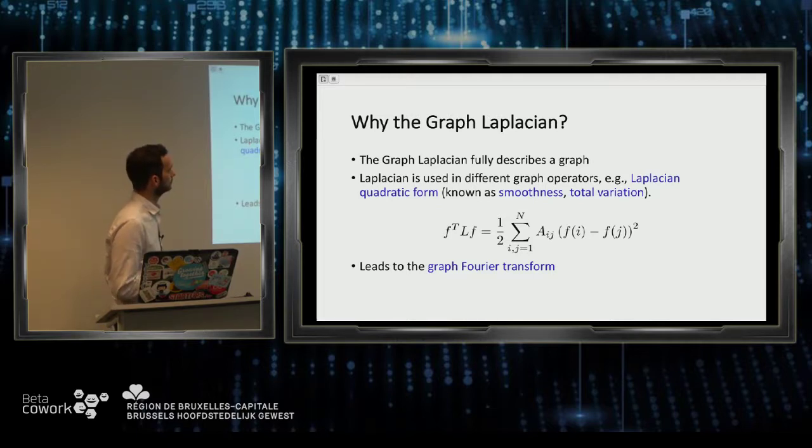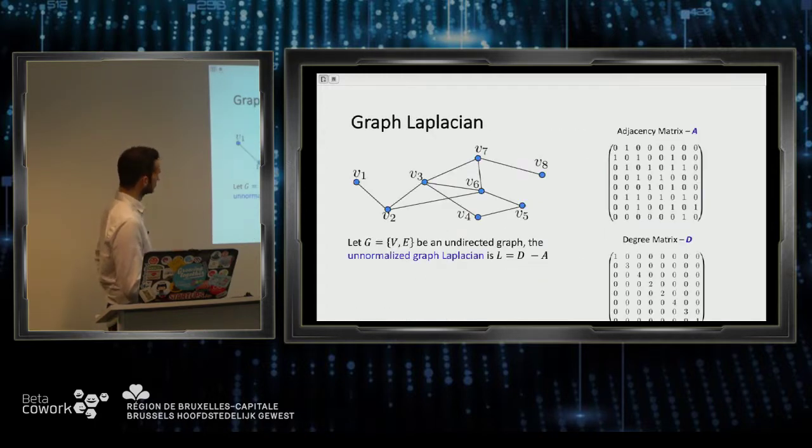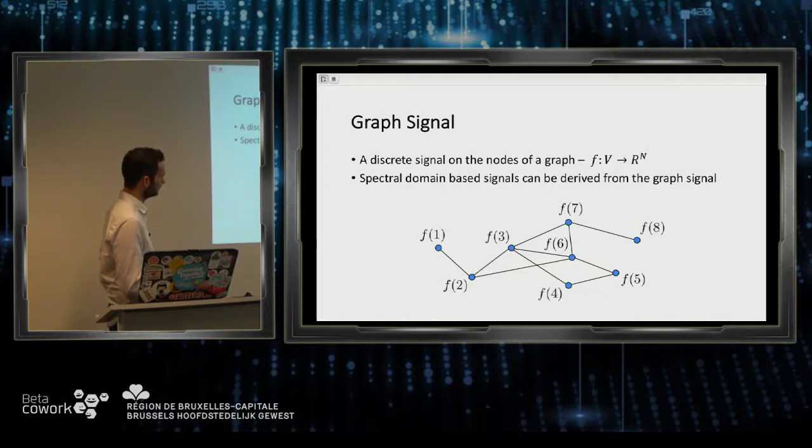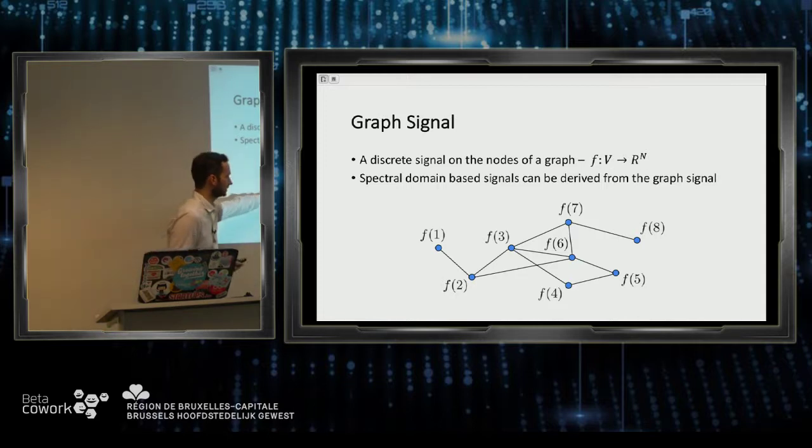For example, the Laplacian is used in the Laplacian quadratic form, which is basically a smoothness or total variation constraint on the signals that live on the graph. This formulation tells you how signals that live on nodes in the graph are close to each other or not. It's a way to express how much the signal that lives in this node is similar to the signal that lives in that node. Without the graph Laplacian, we are not able to apply such constraints when we analyze.